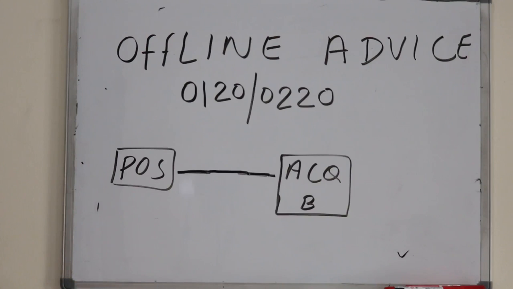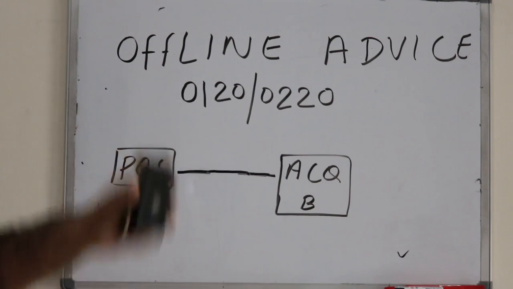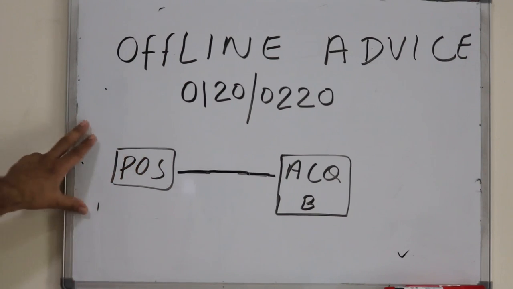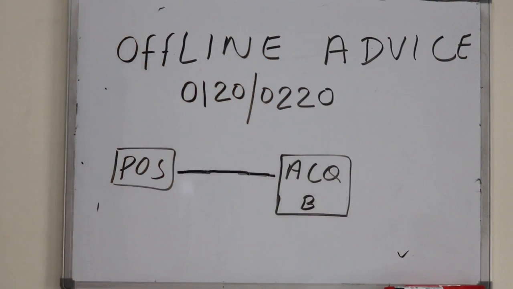Now we will discuss the 120 and 220 message types, MTI. There are two different examples which we are going to discuss. One is an offline transaction, the other one is the adjustment. So first of all, we will discuss offline advice messages.